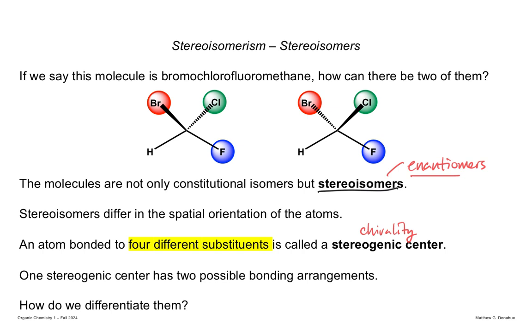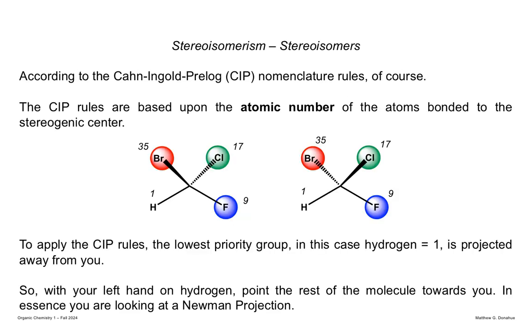And so one stereocenter gives rise to 2 possible orientations. And so how do we differentiate them? So we learned about nomenclature. I'll just say IUPAC nomenclature. That's how you name something.